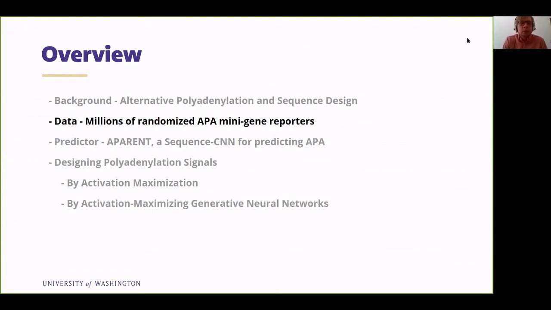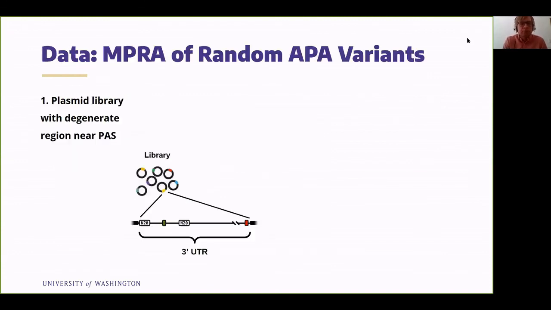So now let's look at the data set that's used here. What it is, it's a massively parallel reporter assay of random APA variants. And this was a library that was constructed by Dr. Nick Bogard in the lab.